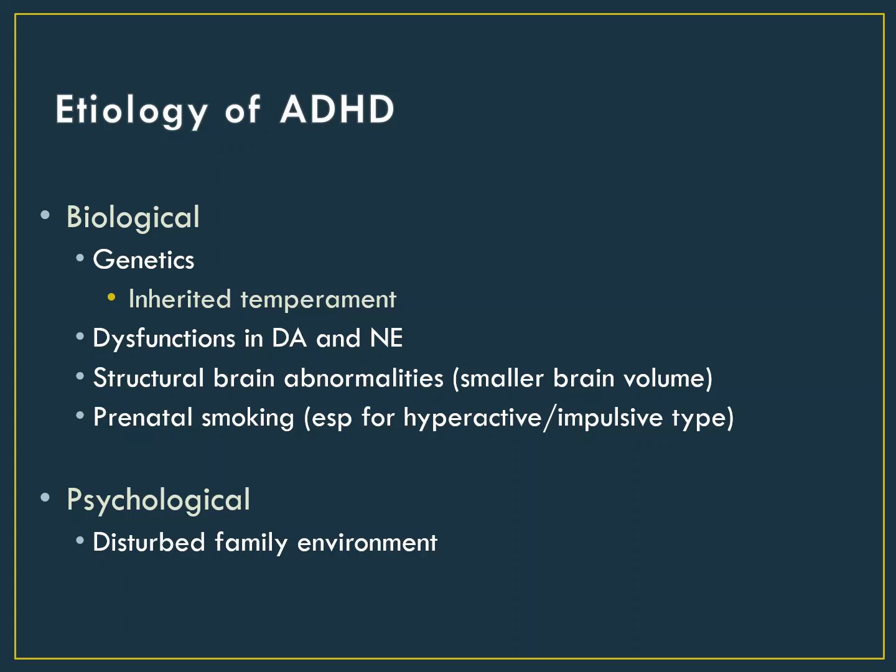I'll come back to this when I discuss treatment. People with ADHD have also been found to have somewhat smaller brain volume, indicating a biological link. Additionally, when the mother smokes while pregnant, it is a risk factor for the child developing the hyperactive impulsive subtype of ADHD. So clearly something about nicotine seems to be biologically affecting the kid's development in the womb. With regard to psychological factors, disruptions in the family environment, such as frequent marital conflict or poor parenting practices, such as not providing consistent discipline or reinforcement, can contribute to symptoms of ADHD.